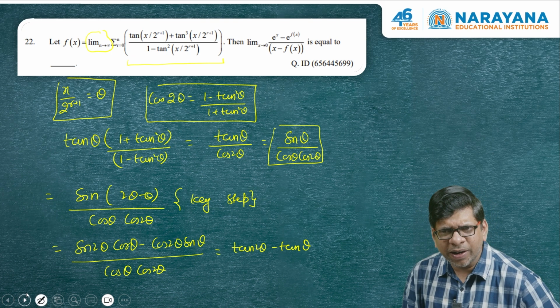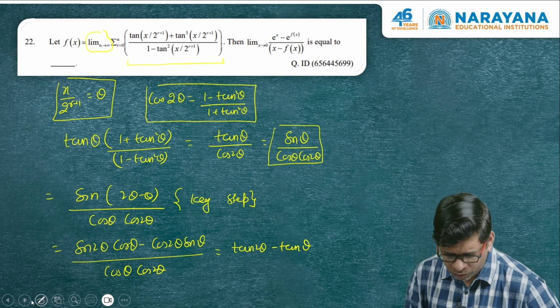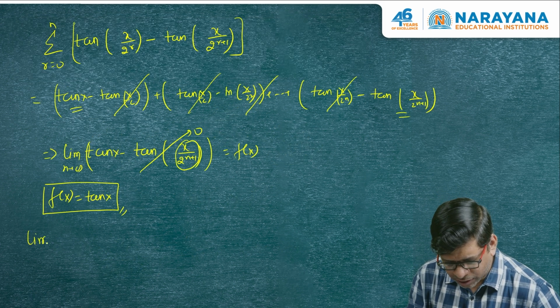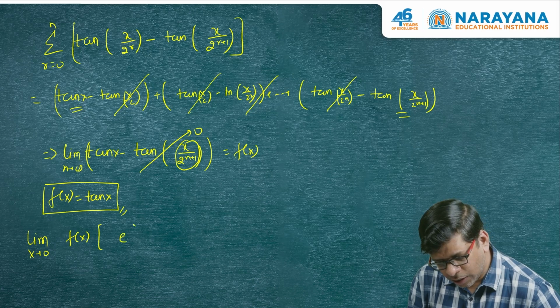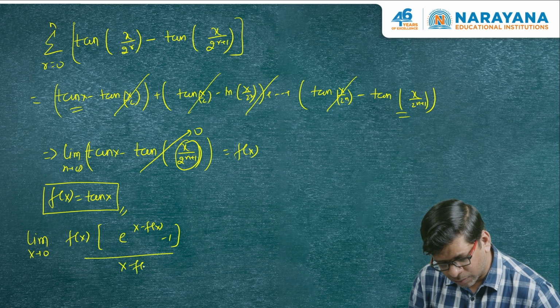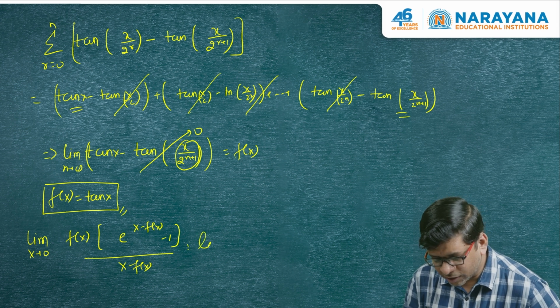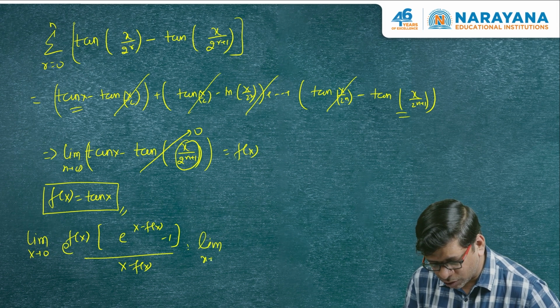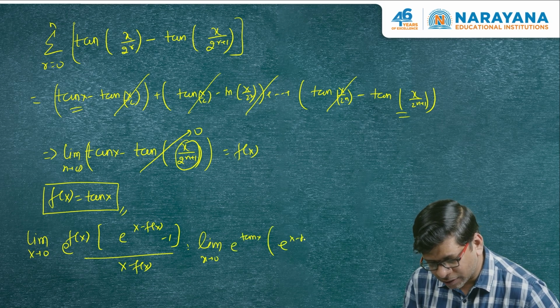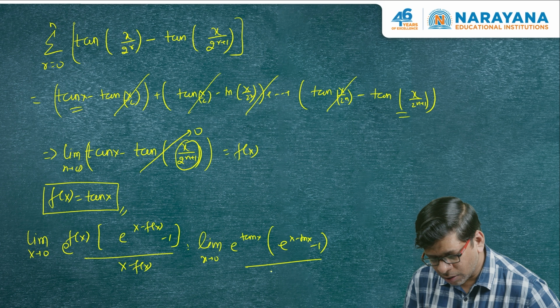Now, after getting f(x), what do we need? Limit x tends to 0. If I take f(x) common, e^x minus f(x) minus 1 by x minus f(x). We can substitute for f(x). This is e^f(x). Limit x tends to 0, e^(tan x) times (e^(x minus tan x) minus 1) by (x minus tan x).